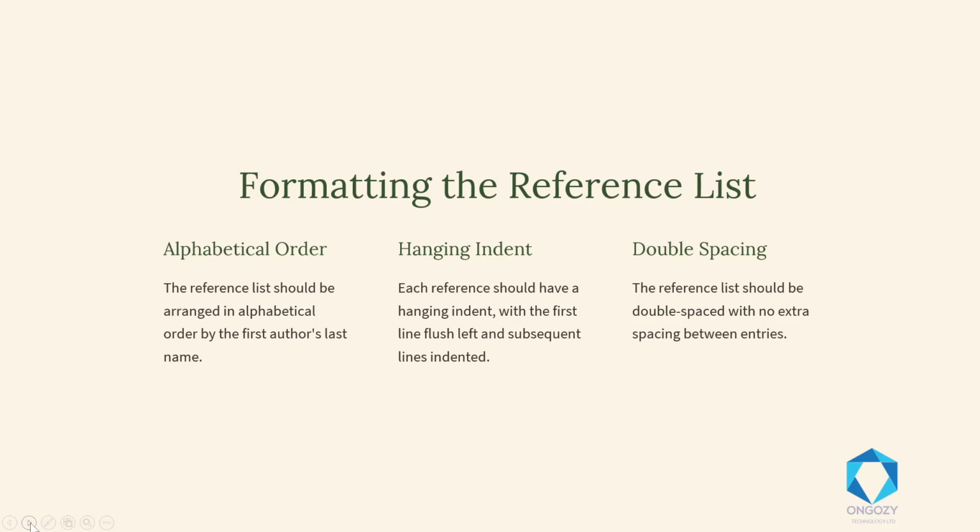Then it should have a hanging indent. Each reference should have a hanging indent, whereby the first line appears on the left and then the other subsequent lines are indented. All right? Then you use double spacing. The reference list should be double spaced with no extra spacing between entries. Double spacing. All right, that is the way your reference list should appear.